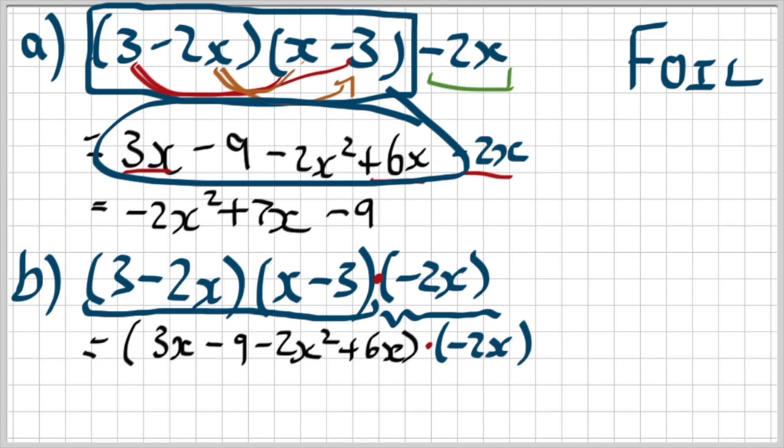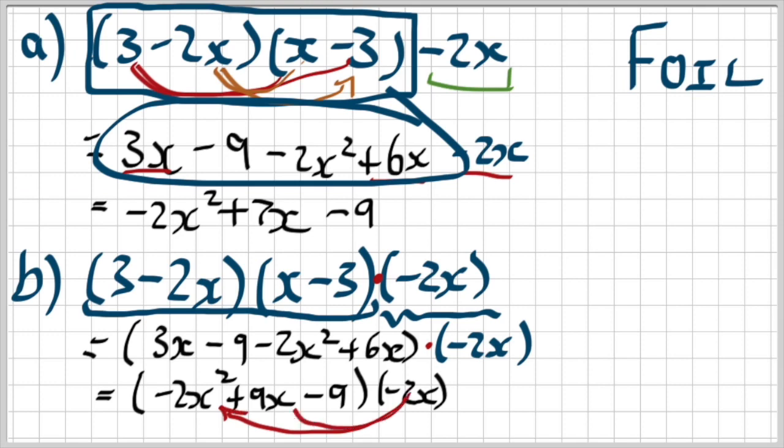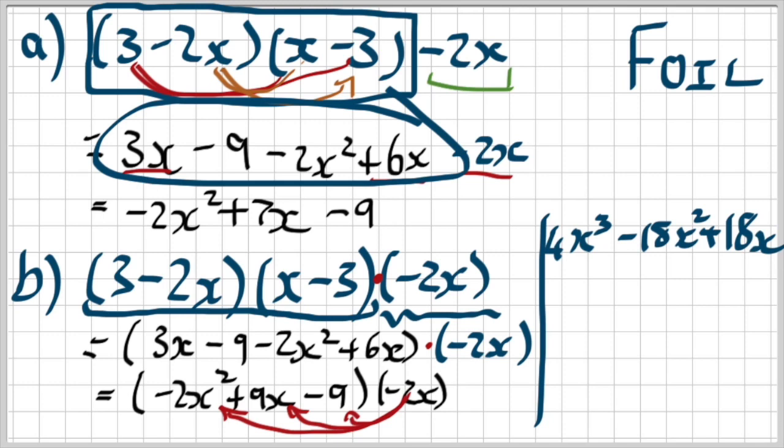So I've got to go and just simplify that first bracket to make life a little bit easier for ourselves, okay? So I added the like terms, that's 3x and the 6x, and then I've got to distribute that negative 2x into the brackets, which means I've got negative 2x times by negative 2x squared, which gives me positive 4x cubed, minus 18x squared plus 18x.